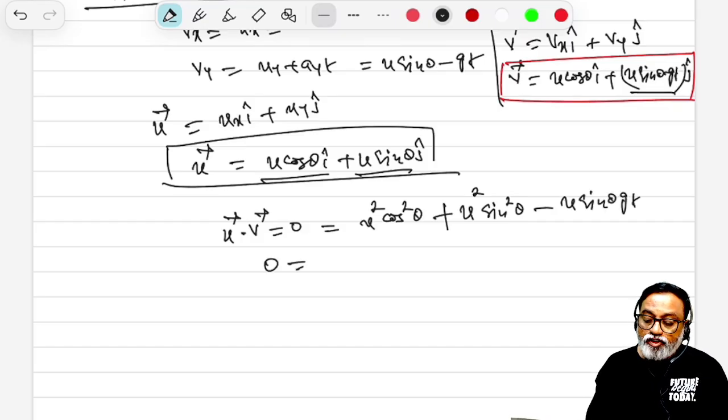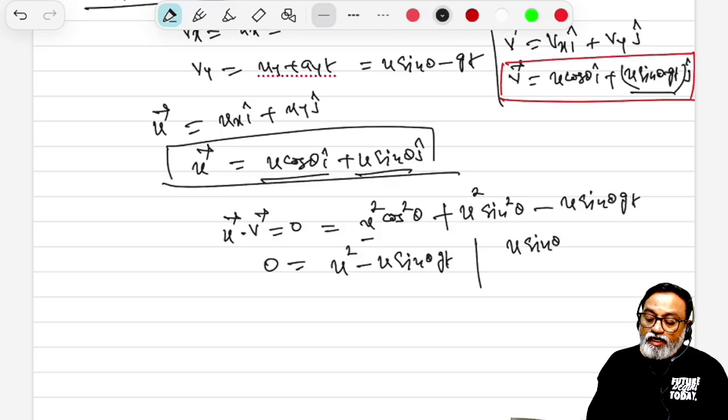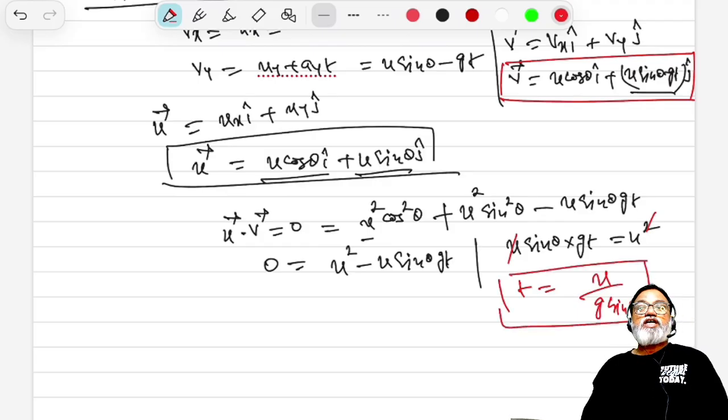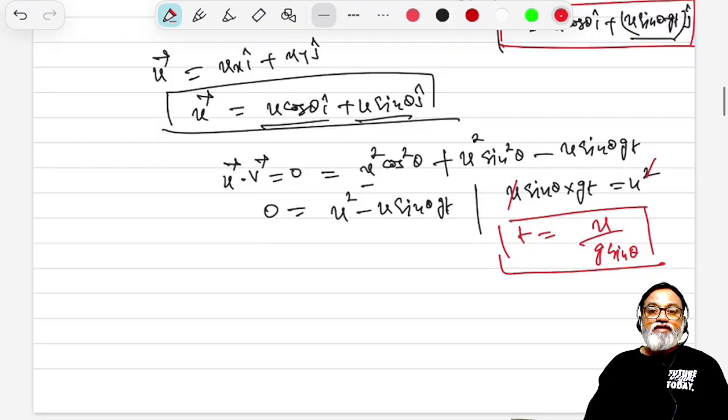This becomes 0 is equal to, here U square common, cos square theta plus sin square theta is 1. Therefore, U square minus U sin theta into Gt. This becomes U sin theta into Gt is equal to U square. Therefore, U cancels, and T is equal to U by G sin theta. So, very important one: after this time, the initial velocity vector and final velocity vector are perpendicular.